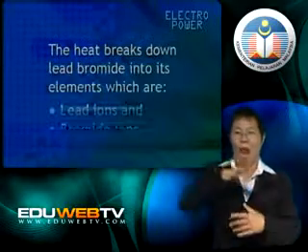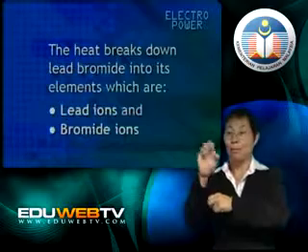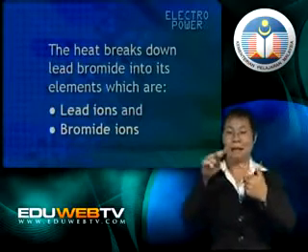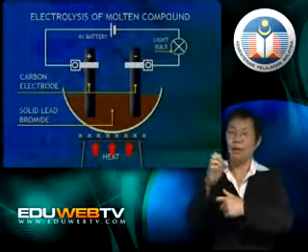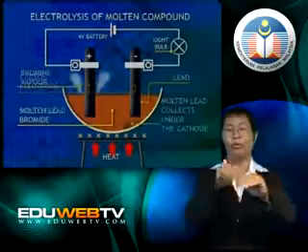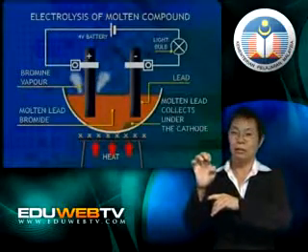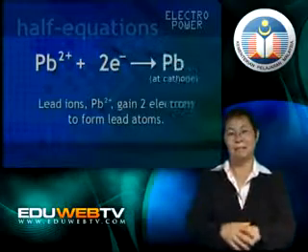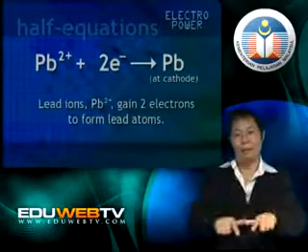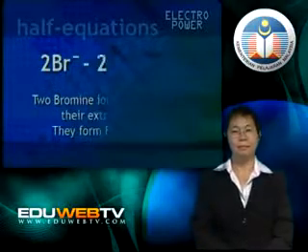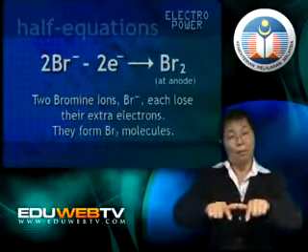The heat breaks down lead bromide into its elements, which are lead ions and bromide ions. The ions are then free to move between the electrodes when they are in a molten state. This is what happens at the cathode. And this is what happens at the anode.